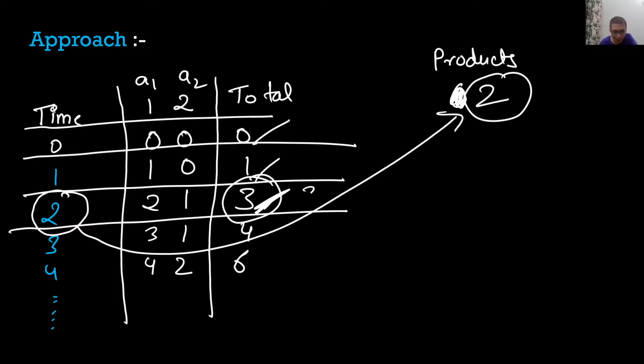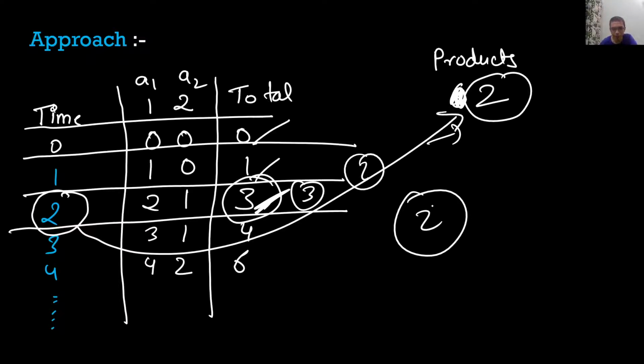So I'm making three, but I have to make two. So no worries. This would also be the answer for two, right? So in this case, two would be the answer, even if the total is more than what we are supposed to have.